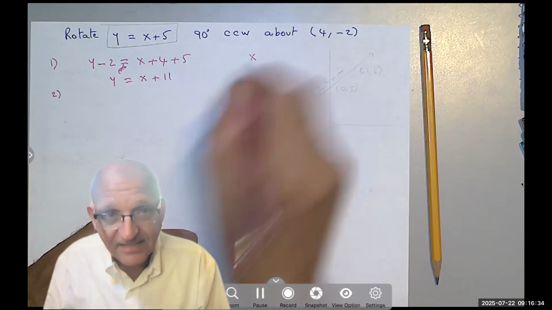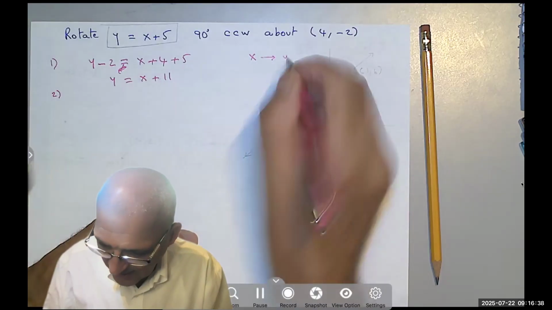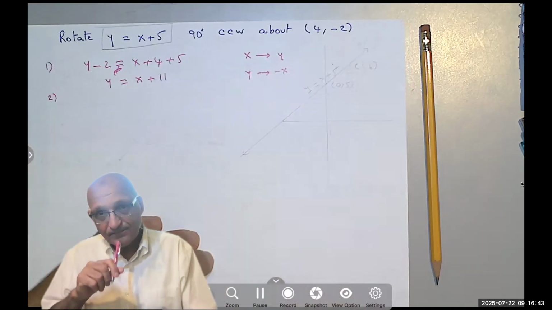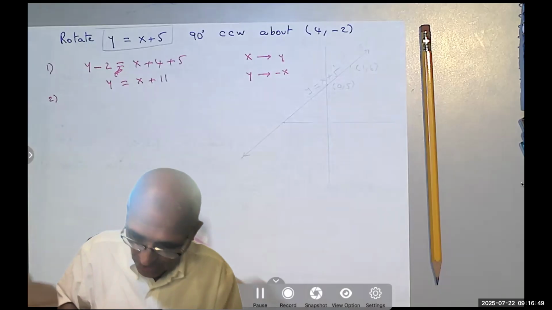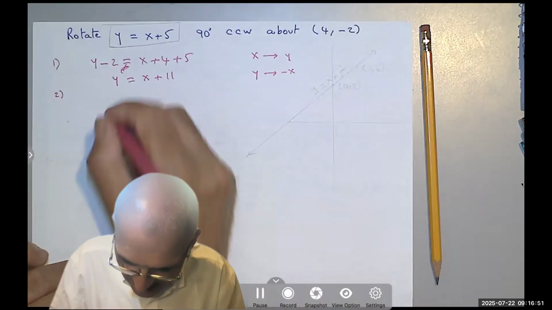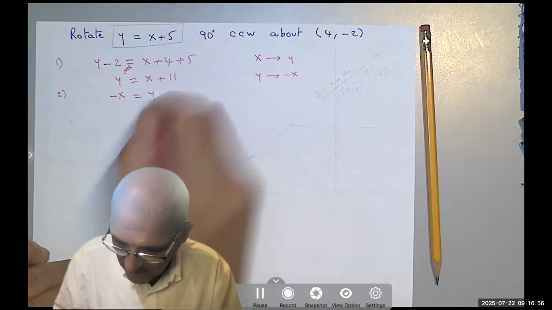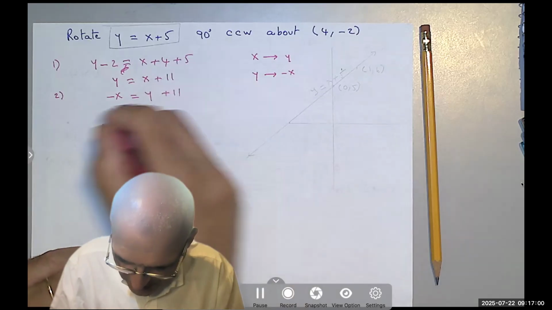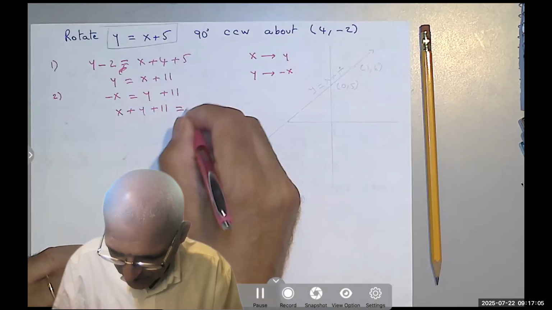For every x, I'm going to write it as a y. And for every y, I'm going to write it as a -x. Okay? So the y here is -x. The x here is y plus 11. So I can write this equation as x plus y plus 11 equals 0.